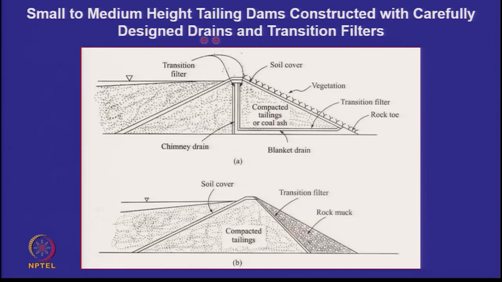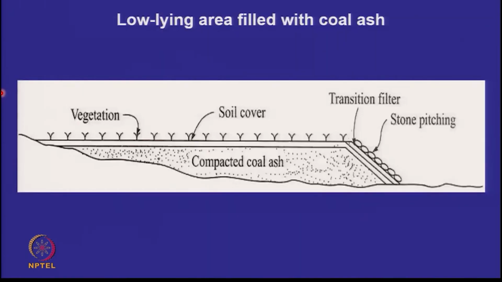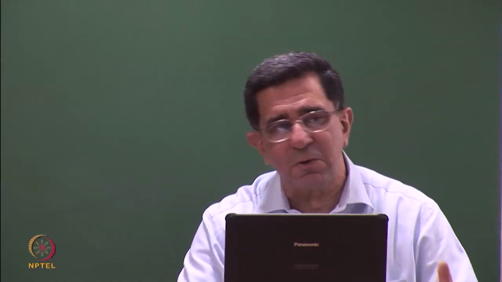So small to medium height dams or dams of ash can be constructed with carefully designed drains, transition filters, rock toes and covers. For our IOCL project, they had several hundred acres of land, but the land had to be raised by 3 meters. So just take several hundred acres of land, multiply it by 3 meters and see how much earthwork is involved. And just multiply the earthwork by a cost like 500 rupees per cubic meter and you'll see how many crores of rupees are involved in raising the height of that plot.